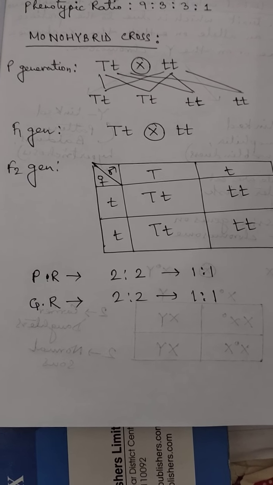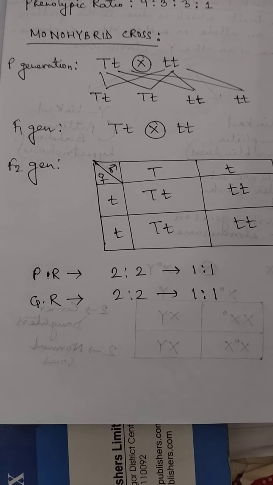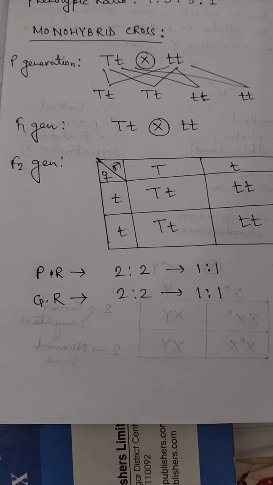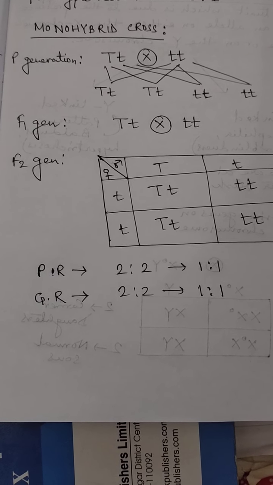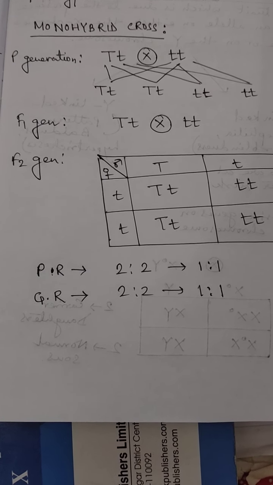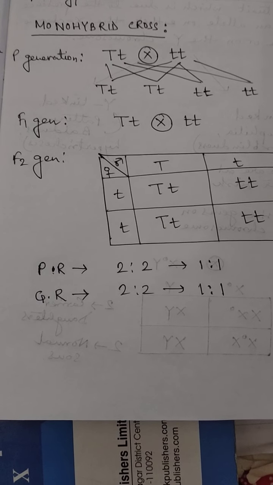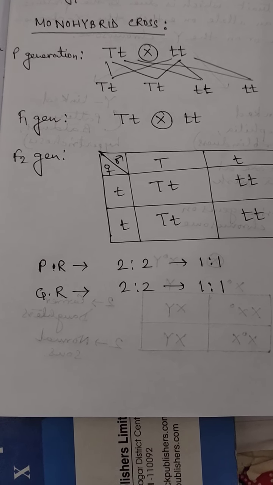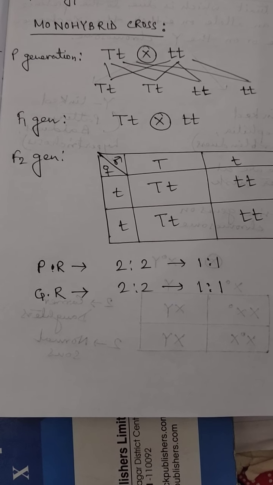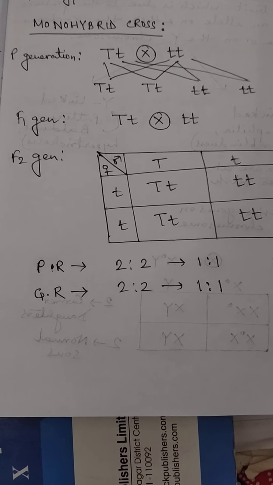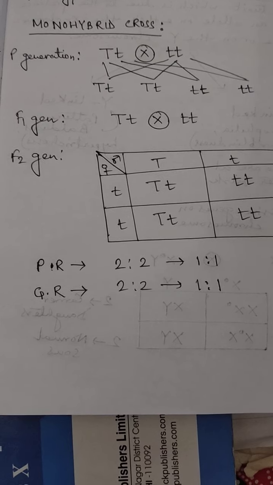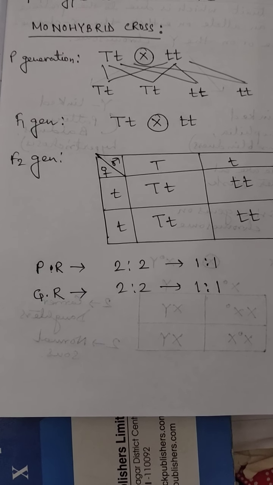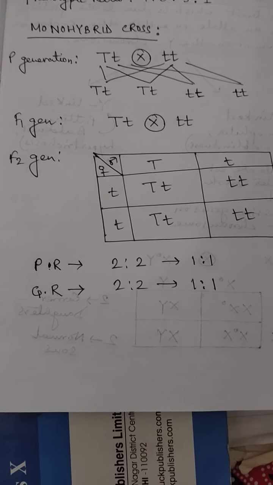Now, last day we have done a monohybrid cross class. Today I am showing you that if one of the parents is not homozygous dominant but a heterozygous dominant tall pea plant, then what phenotypic and genotypic ratio we will get. Last day I have shown you that there are two capital T's.